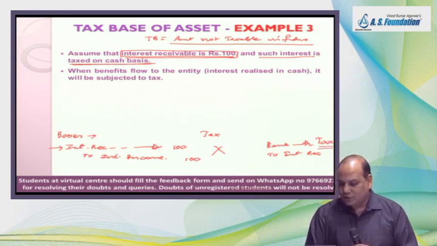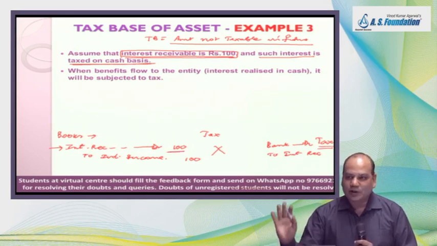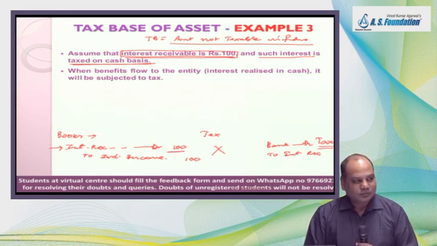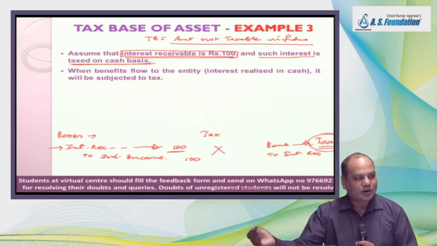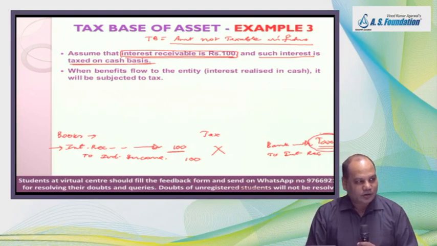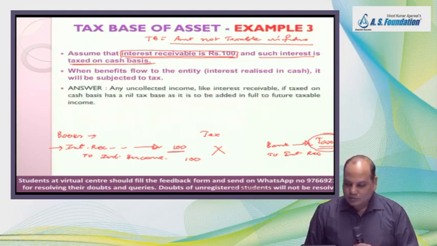It means there is a difference between what we will get in books of account and what we'll get for tax purpose. The treatment of this item is getting different for accounting purpose and tax purpose. 100 rupees will be taxed in the subsequent year. Is it right? So the answer would be 0. Tax base will be 0.